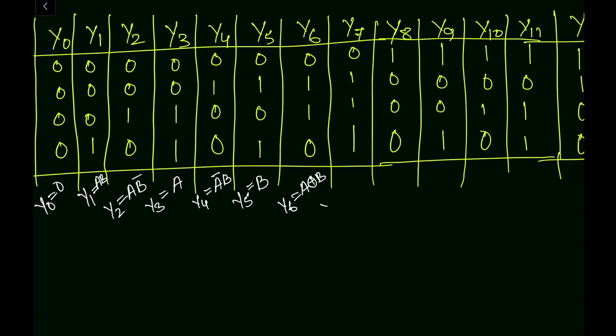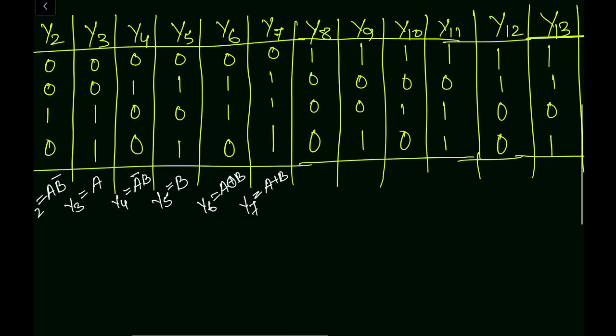Okay, similarly y7 equal to 0 1 1 1. So this output is the output for the OR operation. So we can write it as a plus b. Here we are writing the product of sum expression because this is the simpler one. Okay, next y8. For y8 we have 1 0 0 0. What is the operation here? This is the NOR operation. So we can write here a plus b whole bar. Are you getting my point?